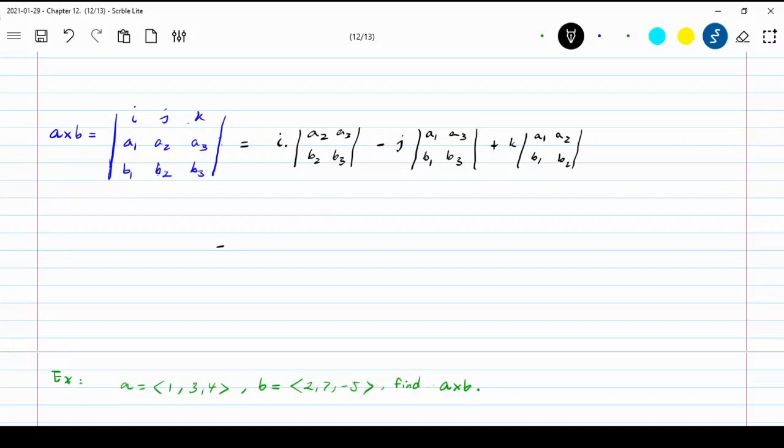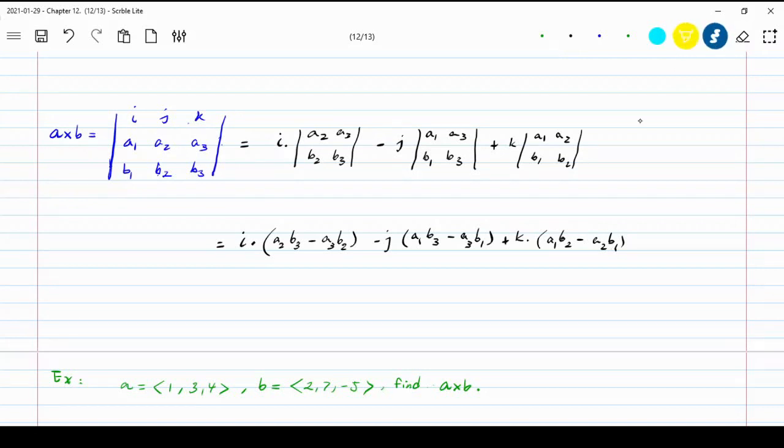I'm not going to write everything down, but let's look at the first one. You would have i times, what would be the entry? It would be A2, B3 minus A3, B2. Actually, let me write everything down so you can see. j times A1, B3 minus A3, B1. And here you would have k times A1, B2 minus A2, B1. Okay, so let's focus on these. This is going to be the third component of a vector because it's multiplied by k.